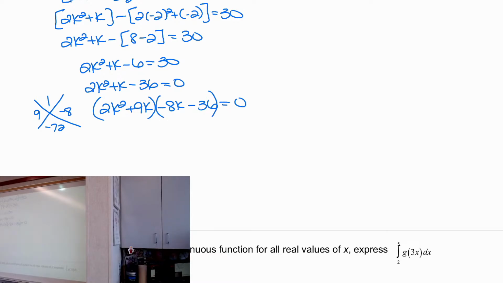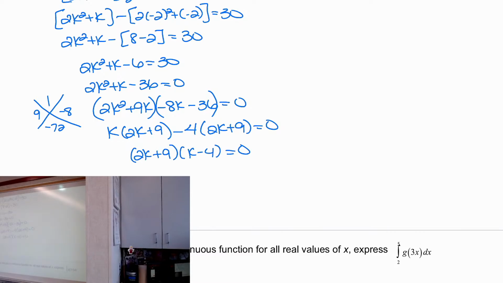And then I factor by grouping. So I factor out a k. I'm left with 2k plus 9 minus 4, 2k plus 9. I have a 2k plus 9 in common, so I'm going to factor that out. And I'm left with a k minus 4 is equal to 0. So then k is equal to 4 and negative 9 halves.